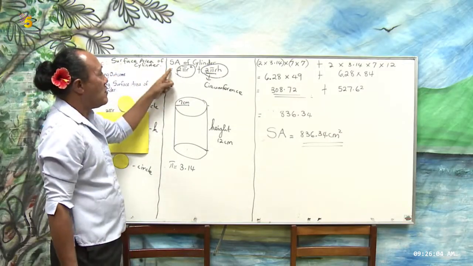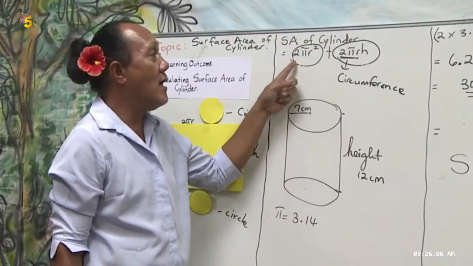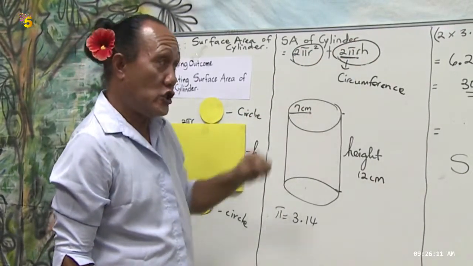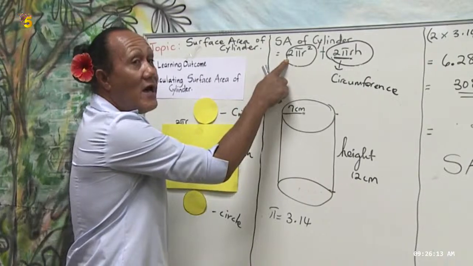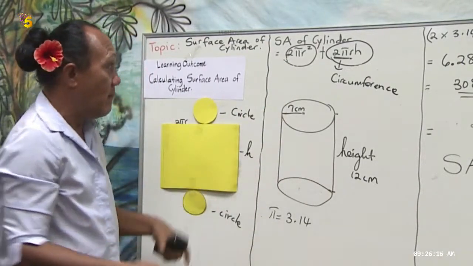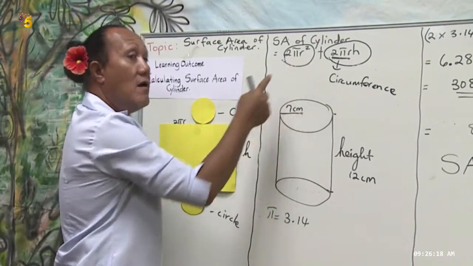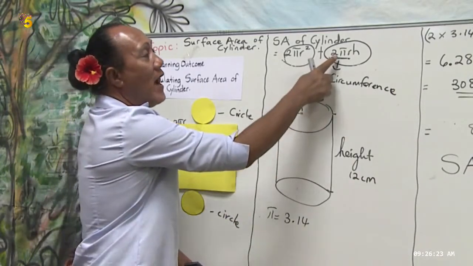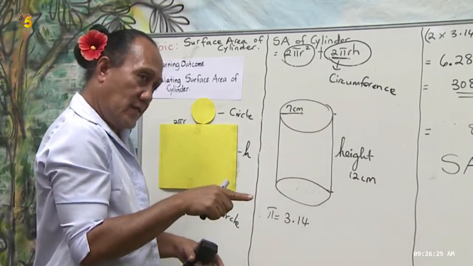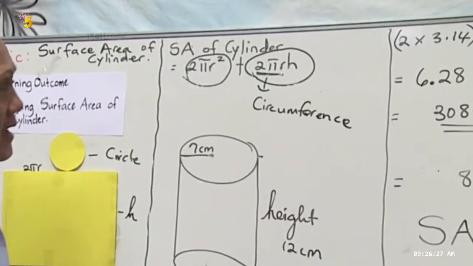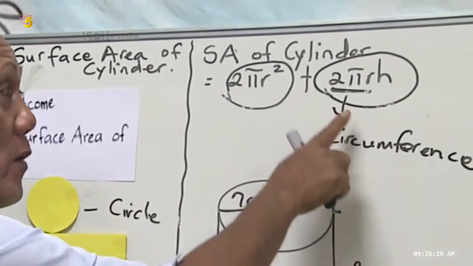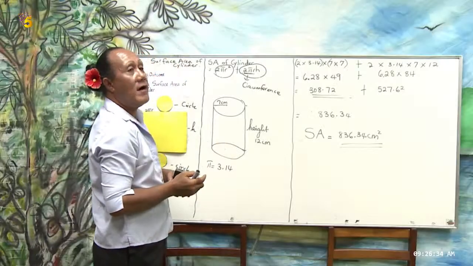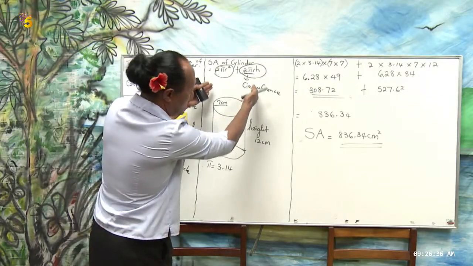To find the surface area of the cylinder, we use the formula 2 pi r square plus 2 pi r h. Okay, the 2 here represents the 2 circles. The pi r square here is the formula for finding the area of the circle. The 2 pi r here is the formula for finding the circumference. The h here is the height. So we multiply the circumference of the circle by the height to get the answer for this side.